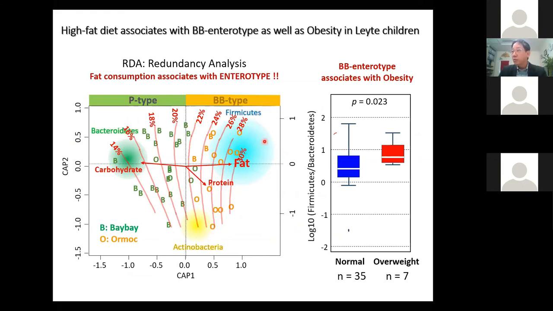of the ordination of the principal component analysis of microbiome composition to the macronutrient composition. And we actually got a very strong correlation between macronutrient and microbiome coordination in the PCA plot. Actually, the fat strongly drives the BB enterotype, and carbohydrate strongly drives the P enterotype. Okay.